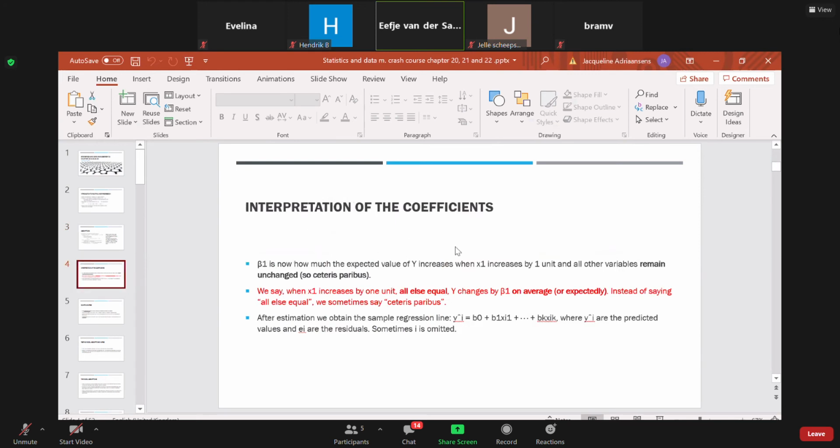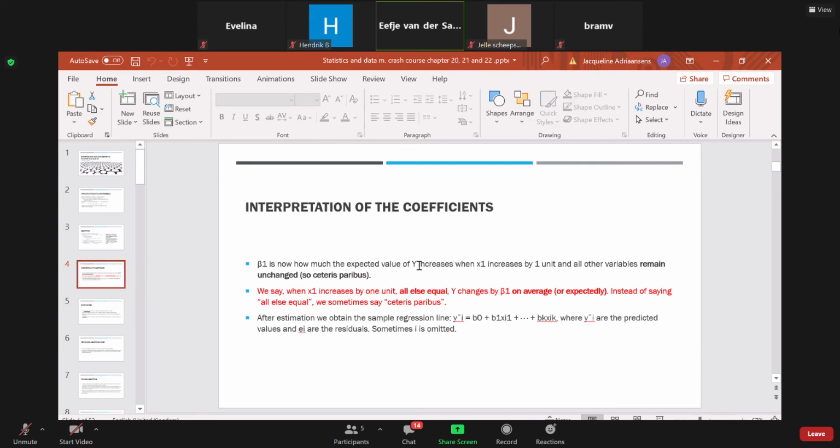And then we have the interpretation of the coefficients. B1 is now how much the expected value of y increases when x1 increases by 1 unit and all other variables remain unchanged. Okay?